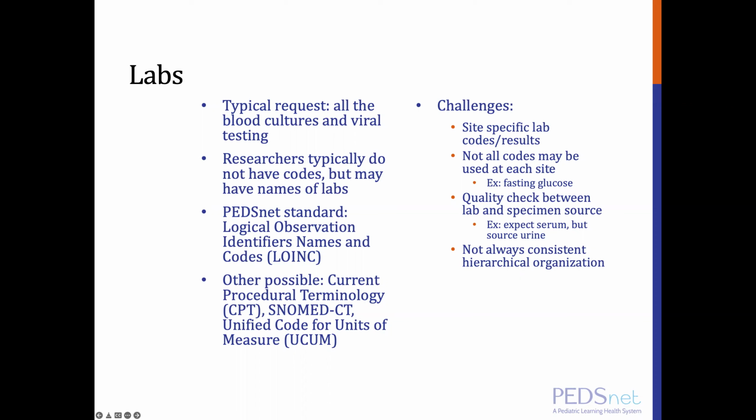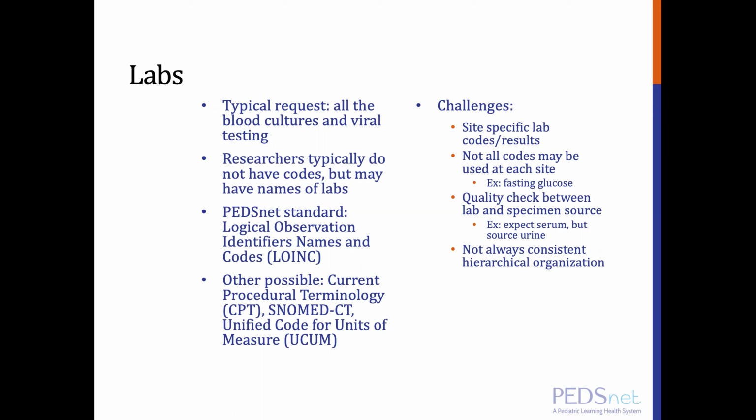Sometimes when we're looking at labs, we do quality checks. If things don't look right, if the numbers look strange, you want to make sure that the source and the lab code match. There is a specimen source column in the measurement lab table, and maybe you were expecting it to be serum or blood, but for some reason their source is using urine.